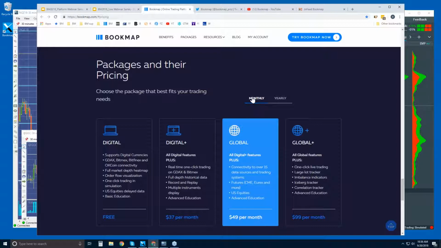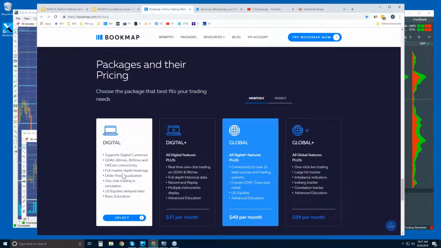Now you can see the different packages. There's 2 for digital and there's 2 for global. Let's define what they are. The 2 for digital are only for digital currencies. For global, it's for all the markets. Okay, so you can see that the digital version over here is free.